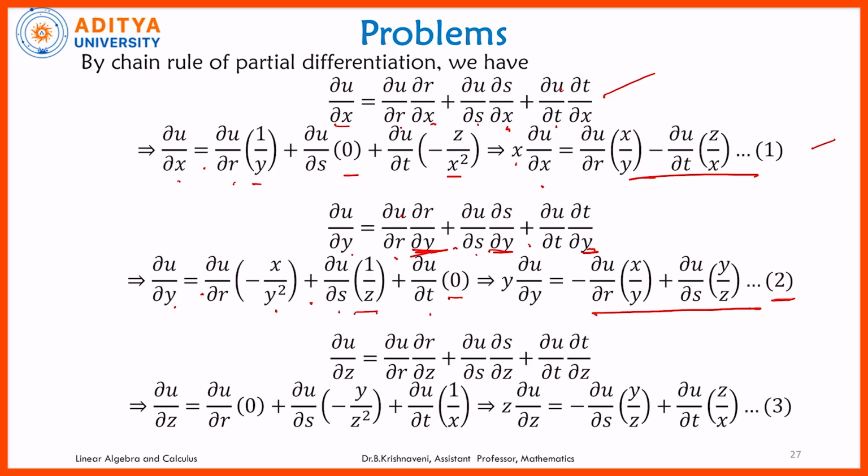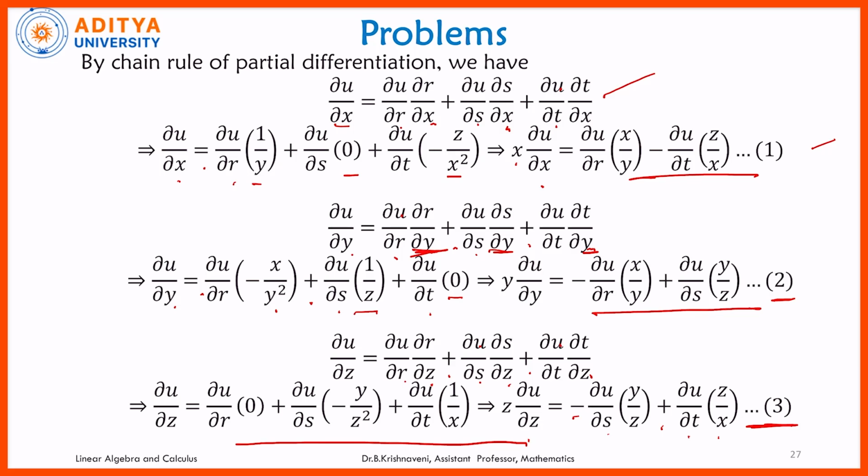Next, find dou u by dou z. By chain rule, this will be equal to dou u by dou r into dou r by dou z plus dou u by dou s into dou s by dou z plus dou u by dou t into dou t by dou z. On doing this, we get z dou u by dou z is equal to minus dou u by dou s into y by z plus dou u by dou t into z by x. Represent that with equation number 3.